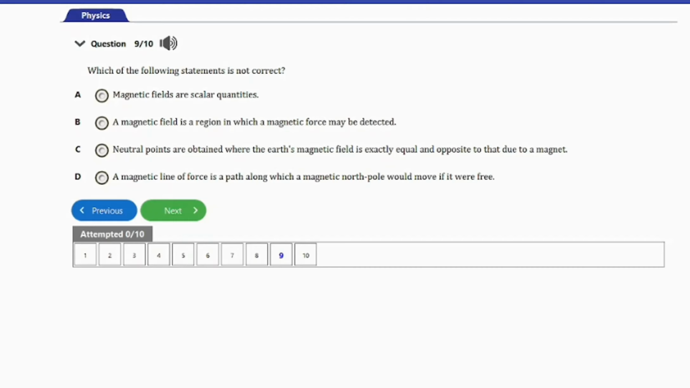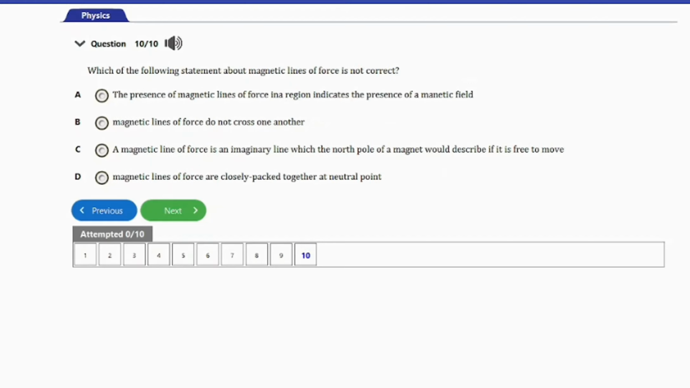The magnetic field is not a scalar quantity, and as such, option A is the answer to this question. So let's go ahead and consider the next and last question, guys. So the next question here is question number 10. It says, which of the following statements about magnetic lines of force is not correct?